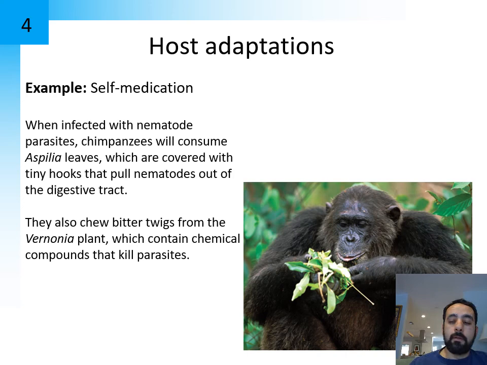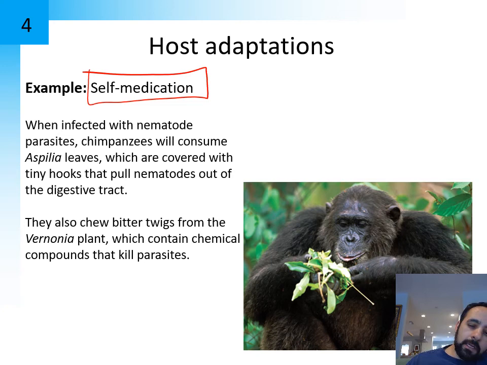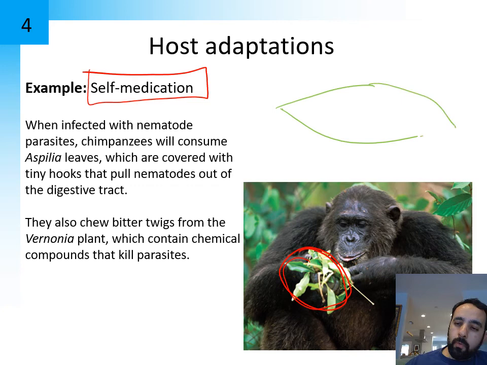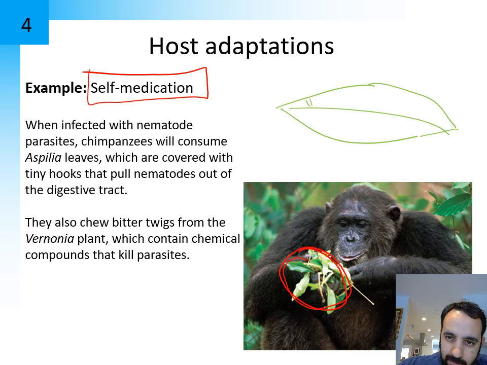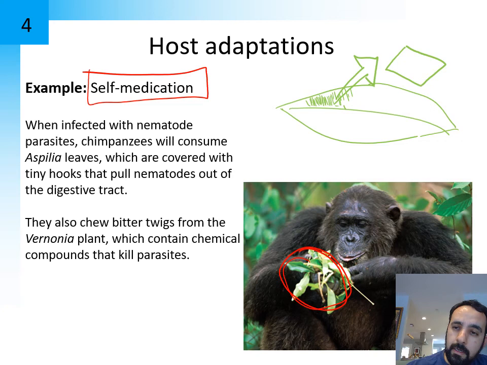Another adaptation that hosts have is self-medication, and this is not exclusive to humans. These monkeys are eating these Aspilia leaves right here. If you look at the Aspilia leaf in detail, you're going to notice that they're not smooth. They're actually very hairy. Each one of these leaves has thousands of little hairs, and these hairs have a specific morphology. If we zoom in on these hairs, you notice that they are spear shaped. So they're very pointy, right?